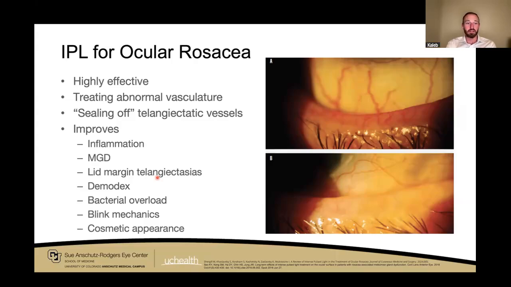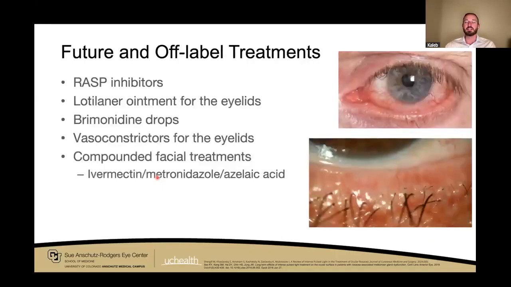It improves everything. It improves inflammation, MGD, lid margin telangiectasias, Demodex, the bacterial overload. It can improve blink mechanics, and it can also help with the cosmetic appearance of the eyelids and sometimes even the bulbar conjunctiva. So IPL is really the gold standard for cases of ocular rosacea.